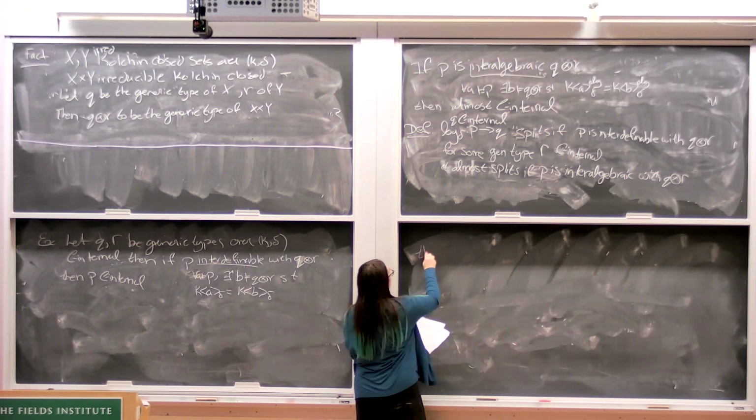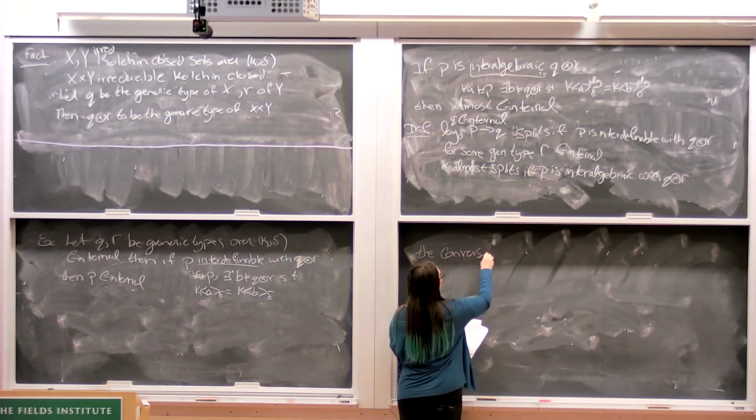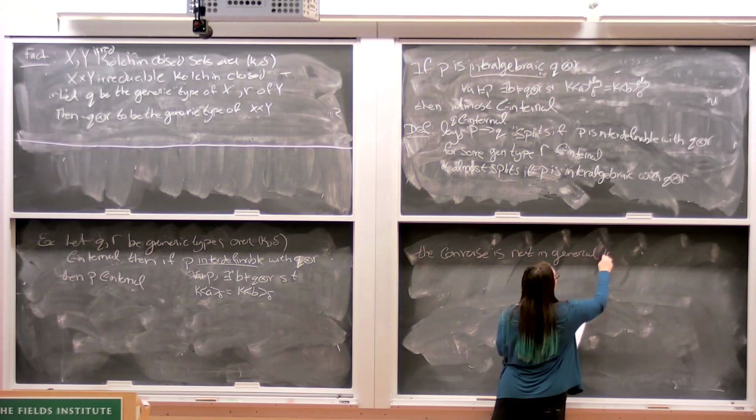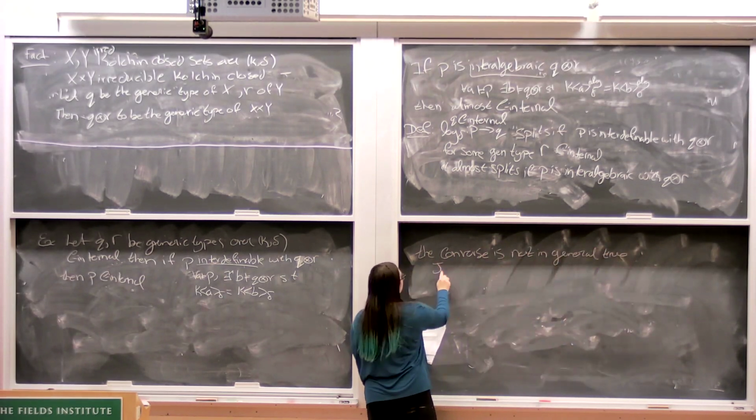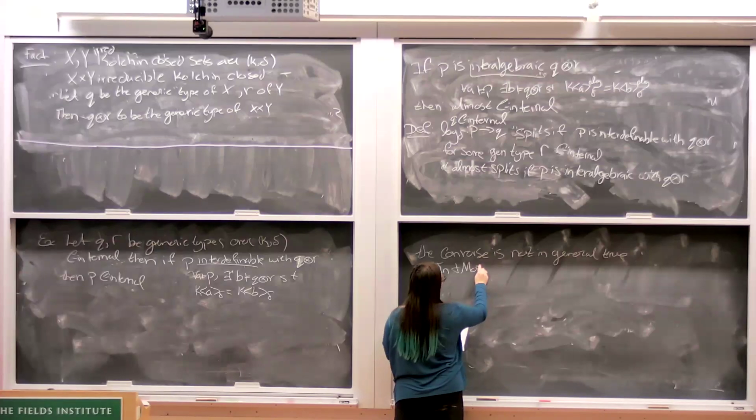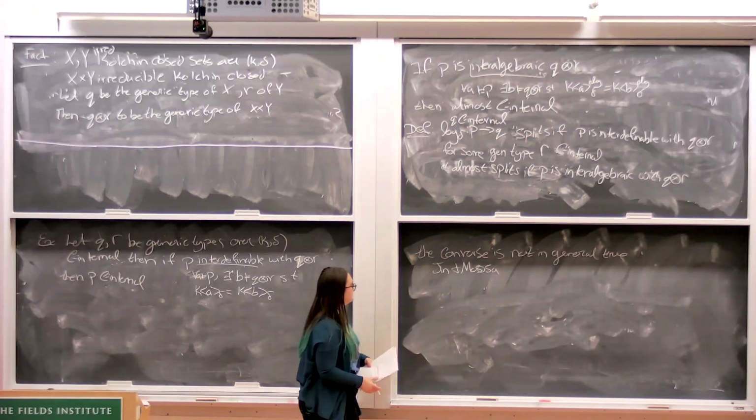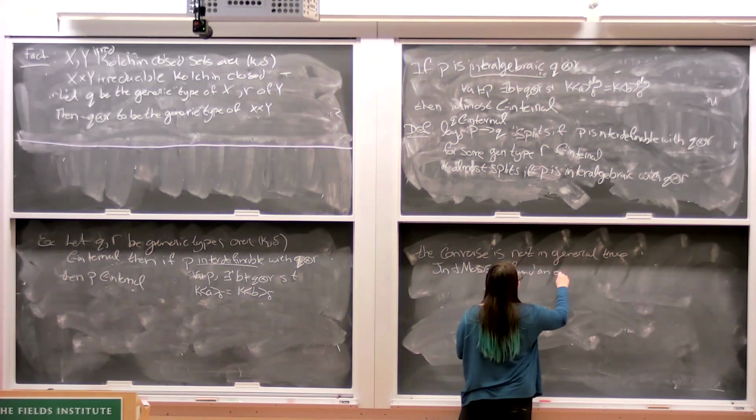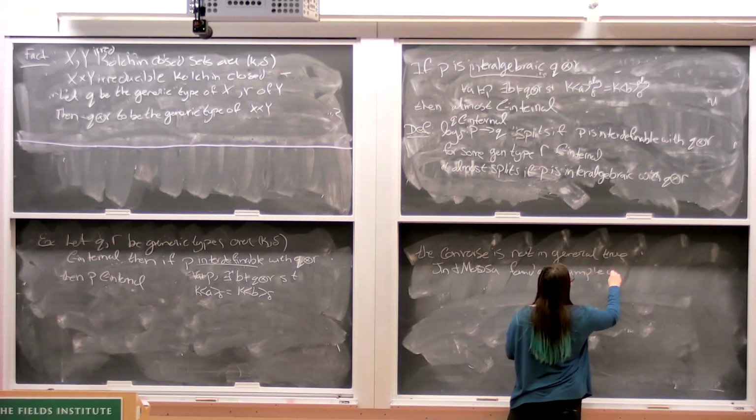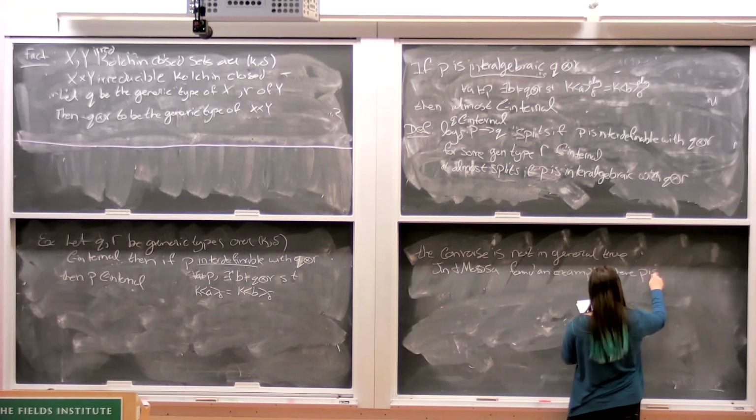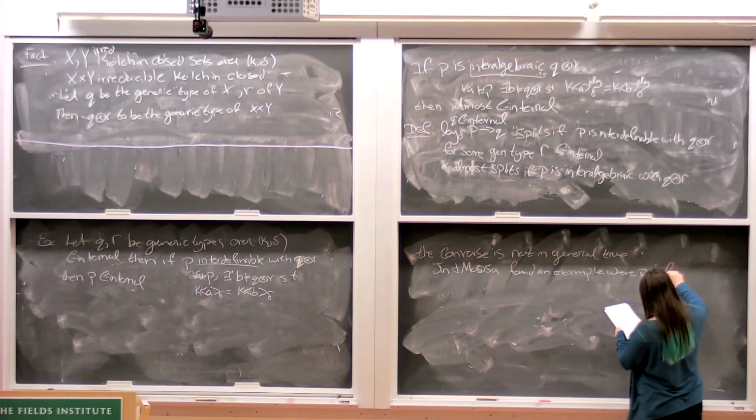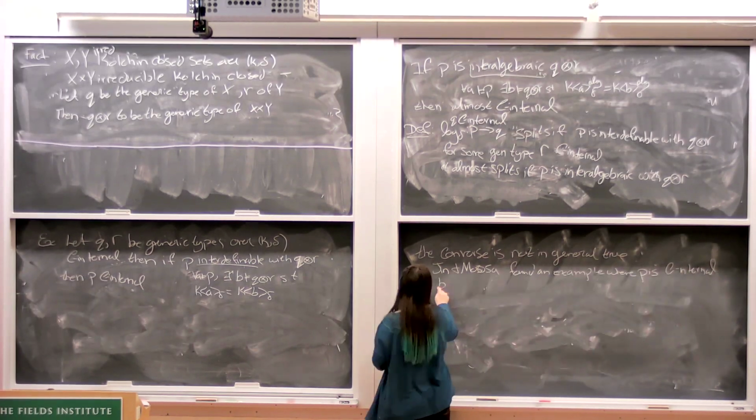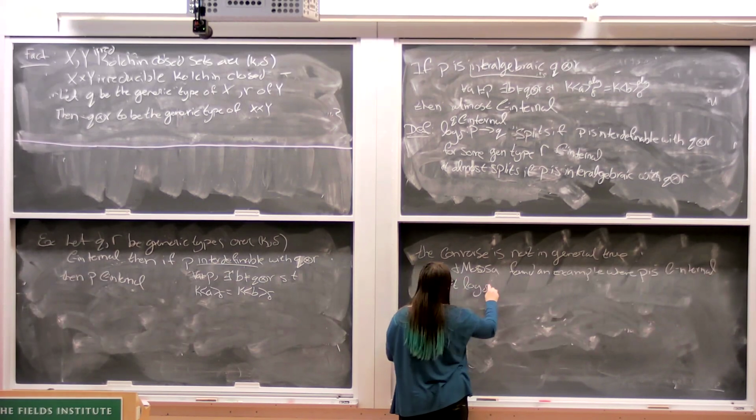So the converse is not, in general, true. Jin and Moosa gave a specific example where P is C internal, but the map does not split.